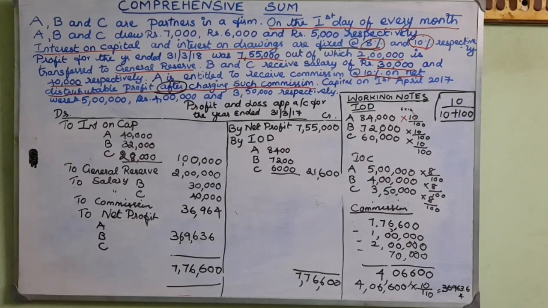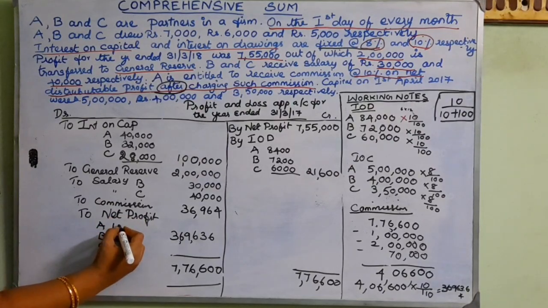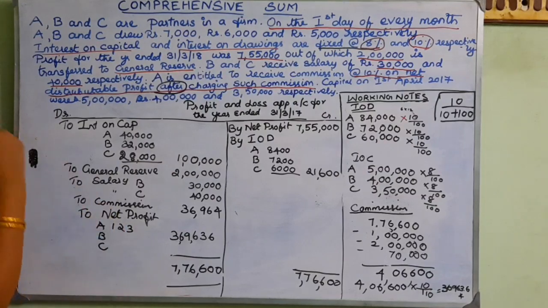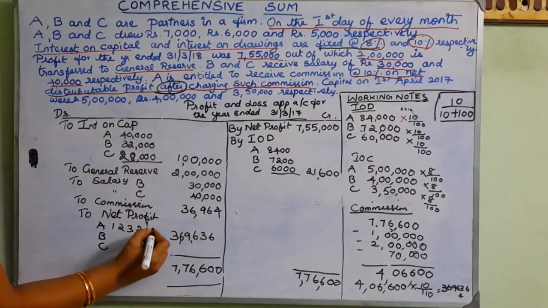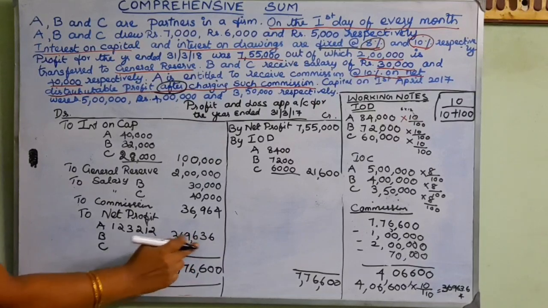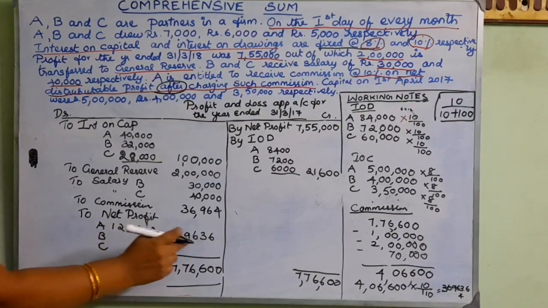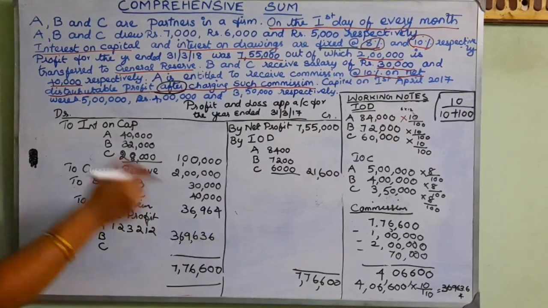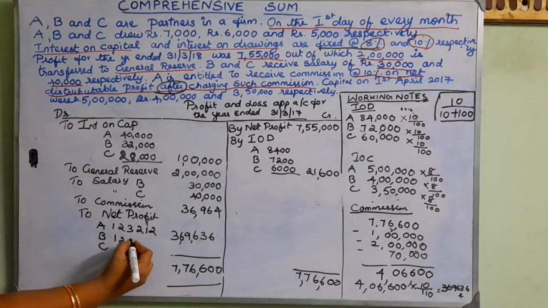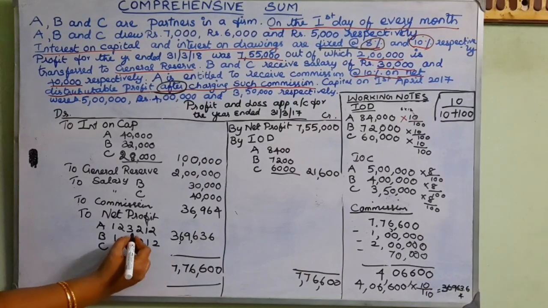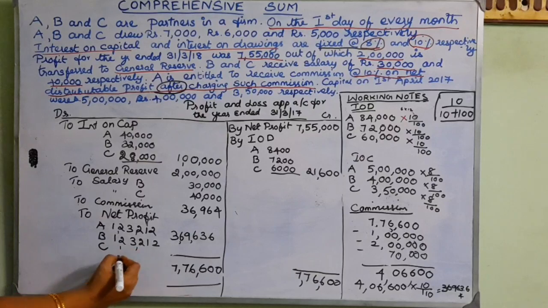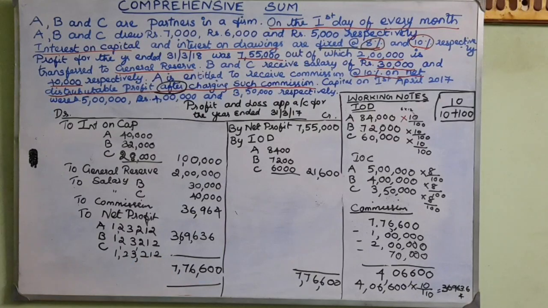If it is an equal amount on 3,69,636, divide it by 3. It is very easy. How much are you getting? 1,23,212 is your answer. So the three partners will get an equal amount of 1,23,212 rupees.